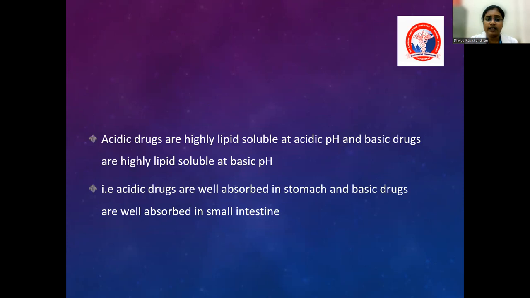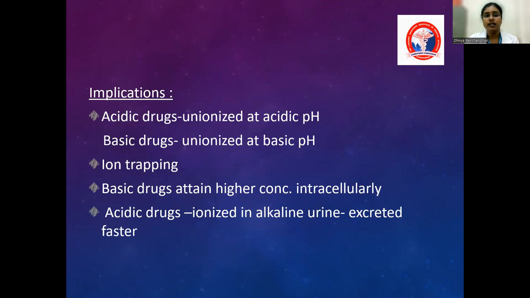Acidic drugs are highly lipid soluble at acidic pH and basic drugs are highly lipid soluble at basic pH. That is, acidic drugs are absorbed in acidic medium, basic drugs are absorbed in basic medium. The implication is that acidic drugs are unionized in acidic pH, basic drugs are unionized in basic pH. A drug in the same pH is unionized; a drug in a different pH gets ionized. That is a simple concept.